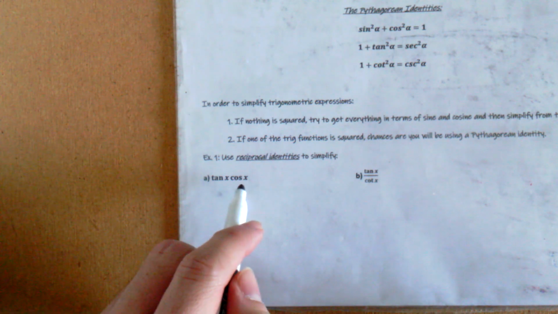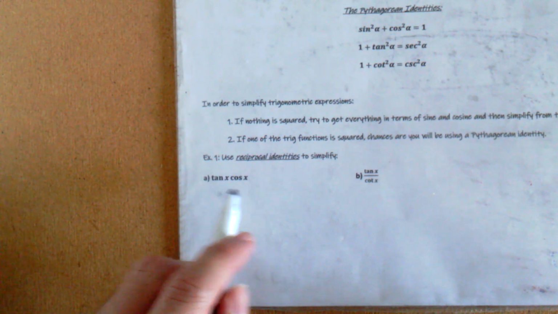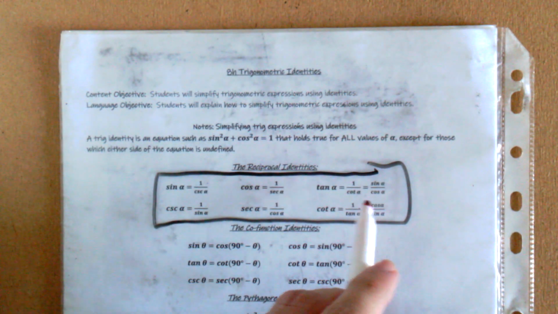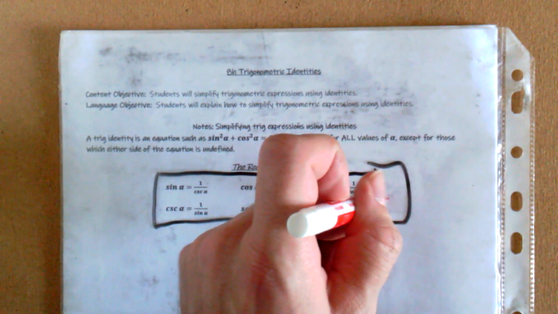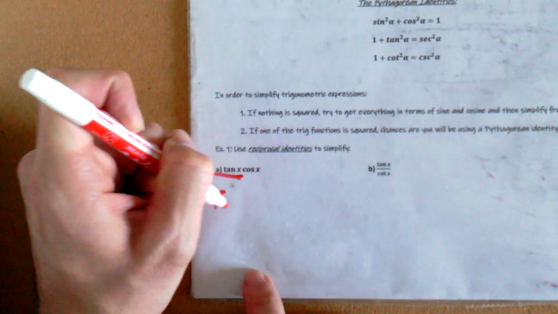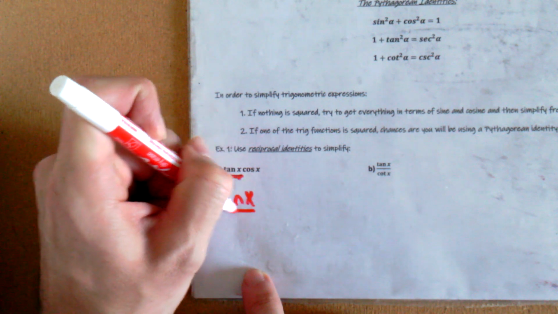Right now we have two terms, tangent and cosine. Let's see if we can simplify it so we only have one. So let's see what we got. Tangent is defined as sine over cosine. So I'm going to go ahead and rewrite tangent in our problem as sine over cosine. The tangent is sine over cosine.